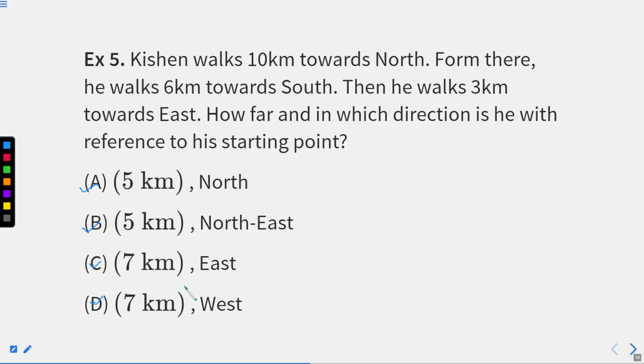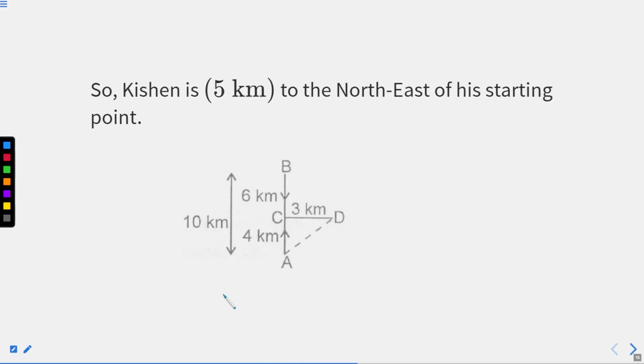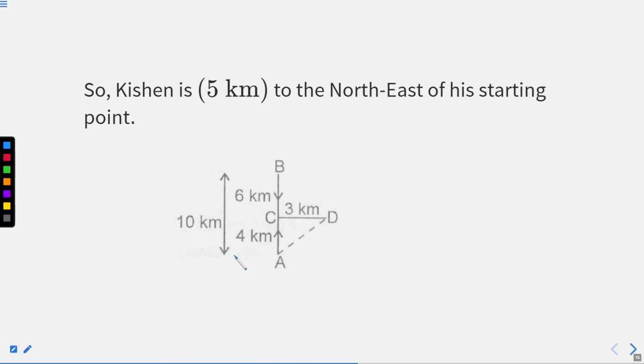What is the difference in these questions? Till now, either we are dealing with the directions or with the distance. In this question, question number 5, you have to find the distance from the starting point till the final point, as well as the direction in which you are as compared to the initial point. For that, first we'll move to the diagram part.